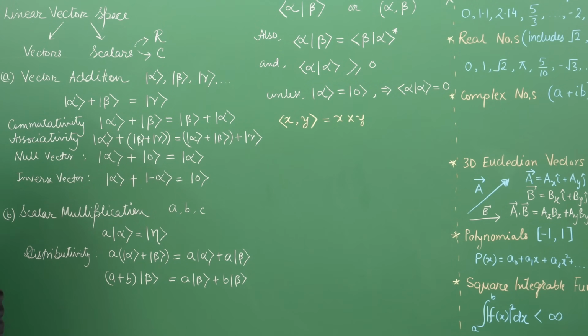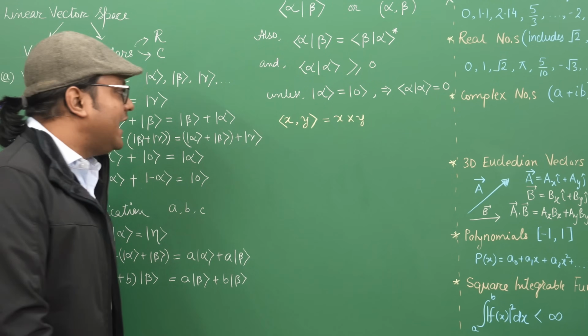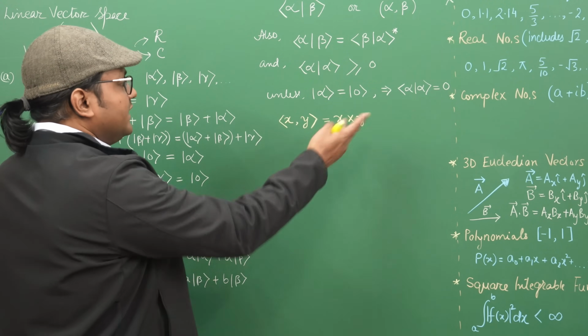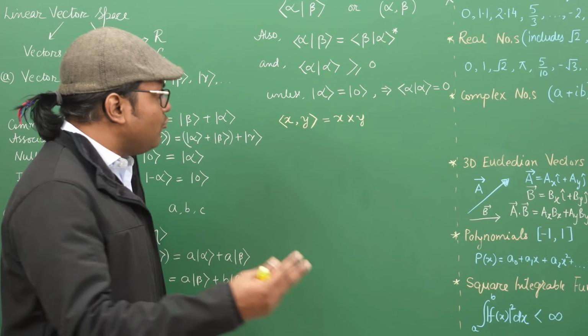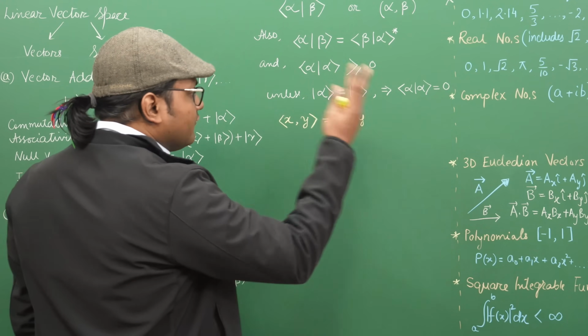It's a very simple example of an inner product. I took two real numbers, any two real numbers, and if I define the inner product in this particular manner, then that's a well-defined inner product for a real number space.